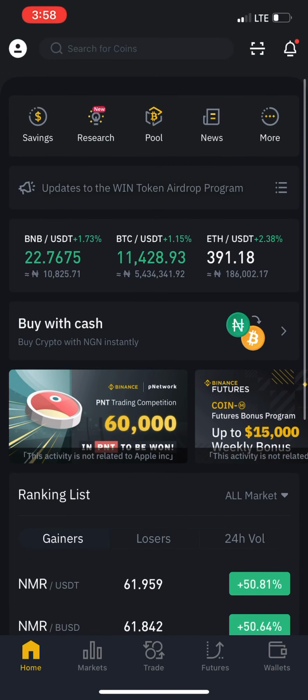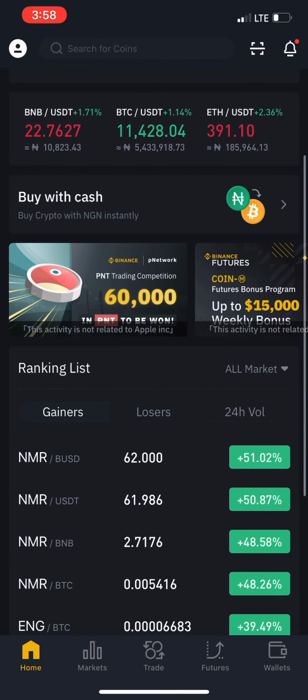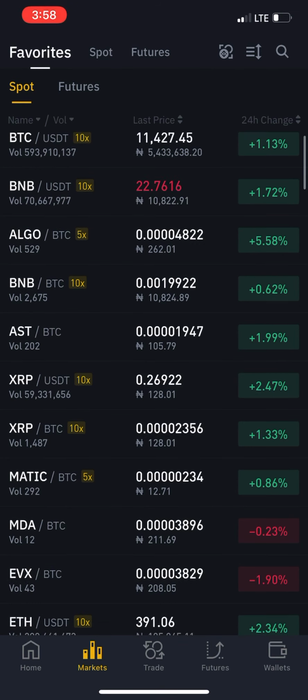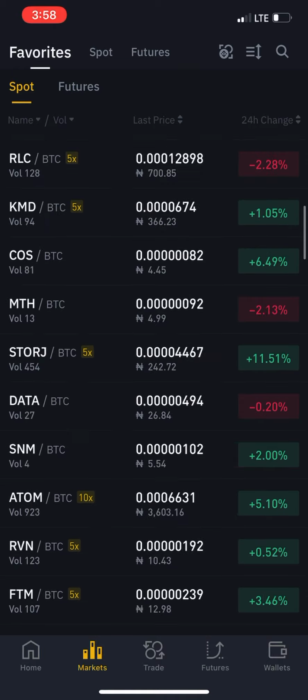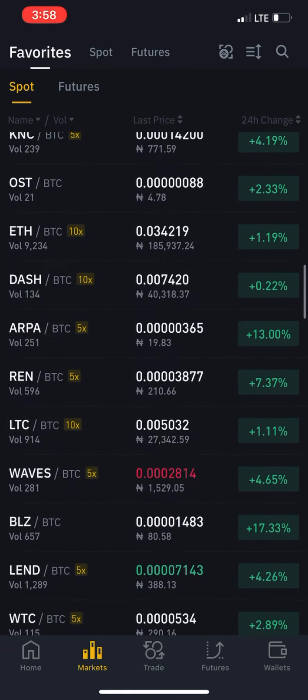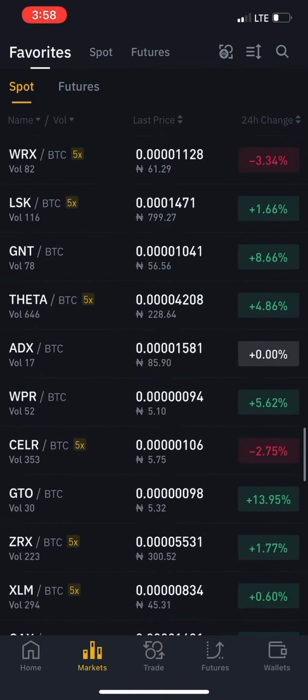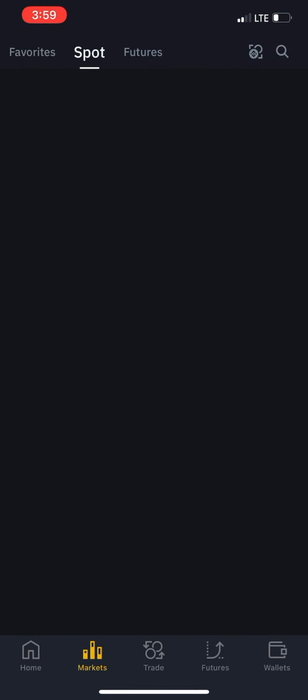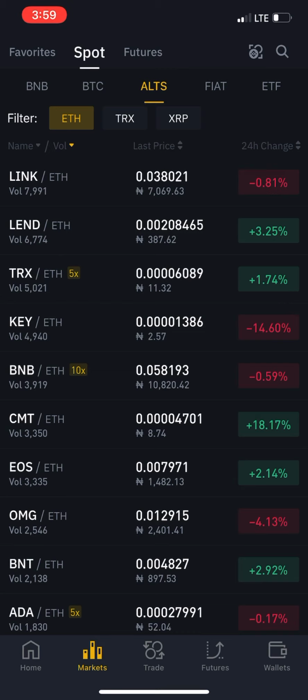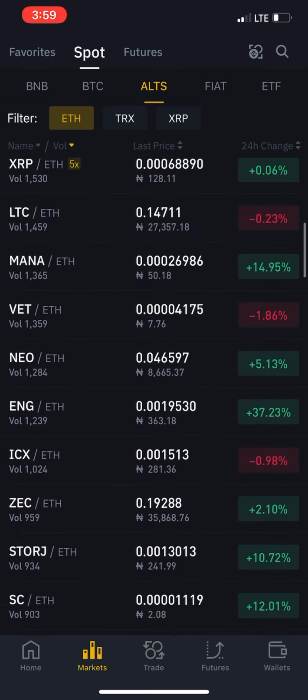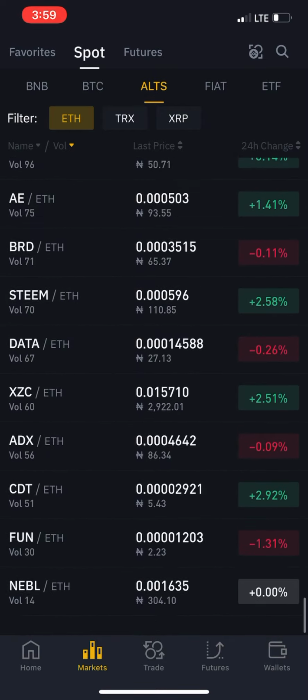Now you can see this yellow color is at home, which means I'm currently on the home page. This one is the market. Are you getting my point? These are the markets, all the cryptocurrency markets. Now as a trader, your trade should be on spot trading. Do you understand? All these things are altcoins.